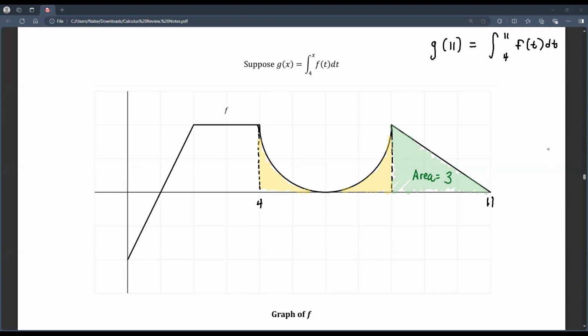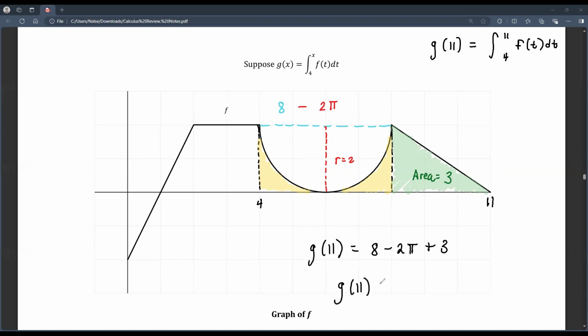It is the yellow region that is tricky to calculate. One way to view this part of the graph is as a rectangle that has a semicircle taken out of it. To find the area in yellow, we can take the full area of this rectangle and subtract out the area of the semicircle. Since the semicircle has a radius of 2 units, its area is 2 pi, and the area in yellow can be expressed as 8 minus 2 pi. The final answer is that g of 11 is equal to 11 minus 2 pi.